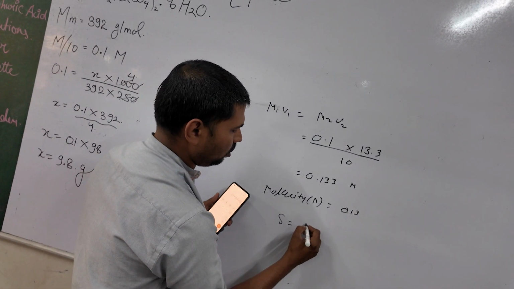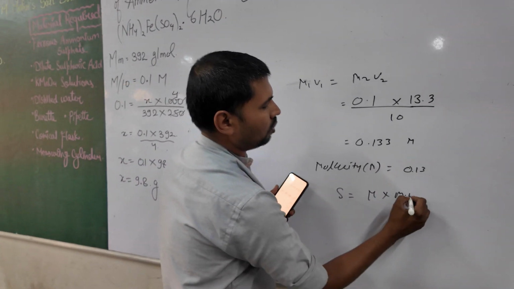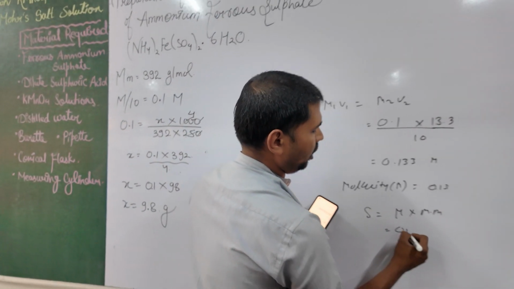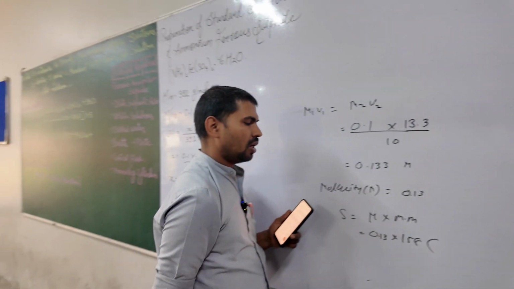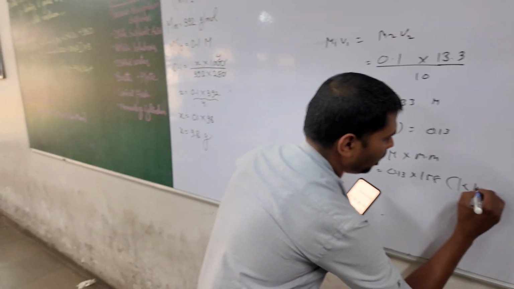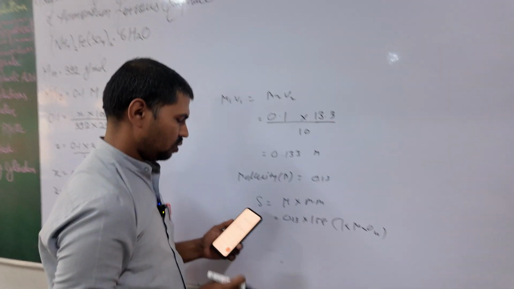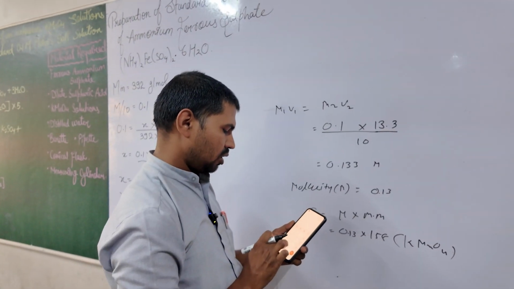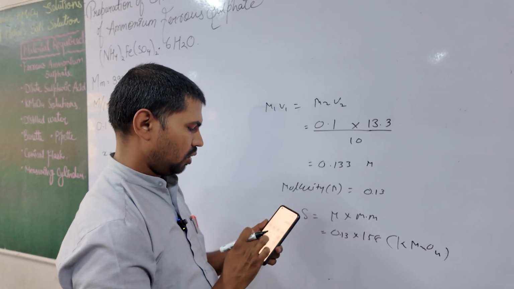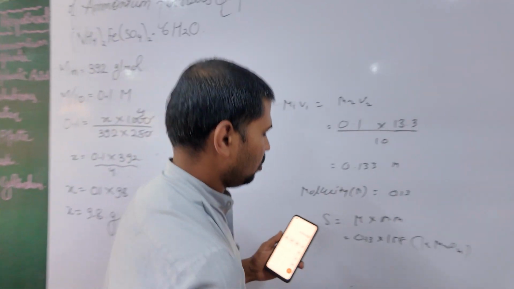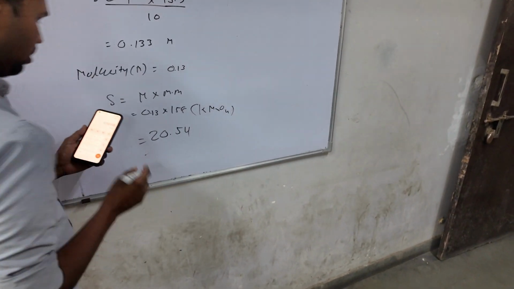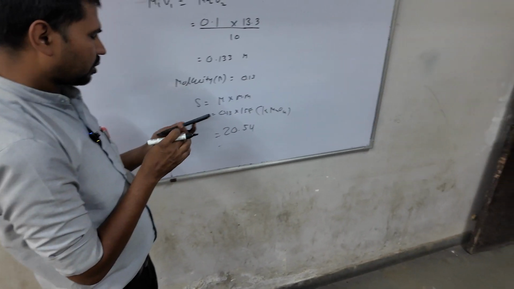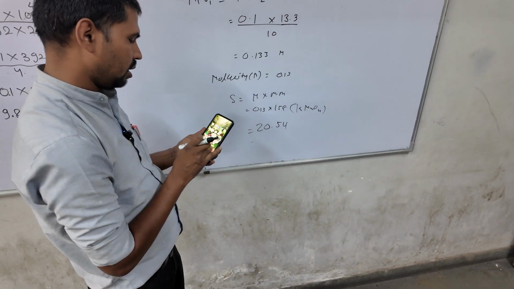The strength is equal to molarity into molecular mass. So 0.13 into 158. This is the molecular mass of KMnO₄. So let me do the calculation. 0.13 into 158. So the strength becomes 20.54. Right? So in the result, what do we have to write?